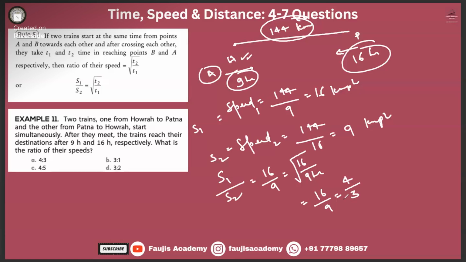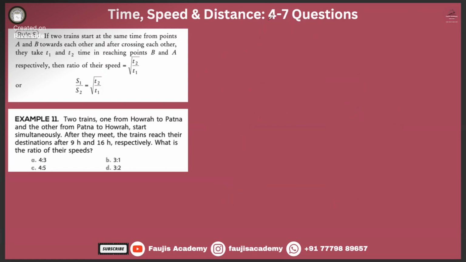But then these two are not equal, no? What is the value of 16 by 9? One moment, guys. We have assumed that the distance is 144 kilometers. Then speed of 1 is equal to distance by time. So this is your speed, 16 kmph, and 9 kmph. With this speed, they will reach Patna and Howrah respectively, right? Then what is the ratio of their speeds, S1 by S2? Or do we have any flaw in this 144? Okay, let's assume not 144.